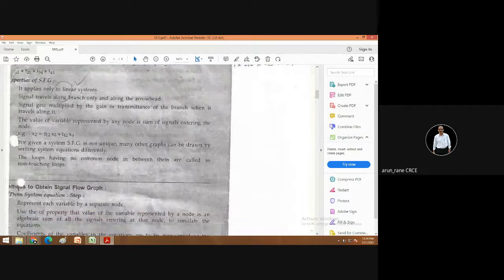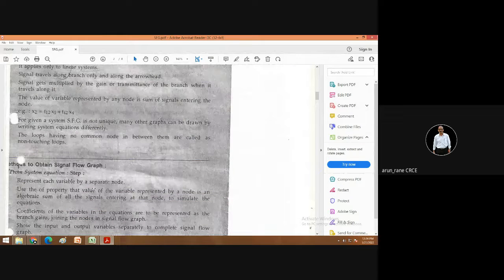There are some properties of the signal flow graph, which we will discuss in the next lecture. Okay, now the weightage for this will be 10 marks. From the SFG you can draw a block diagram, and from a block diagram you can draw the SFG. The vice versa is also possible.